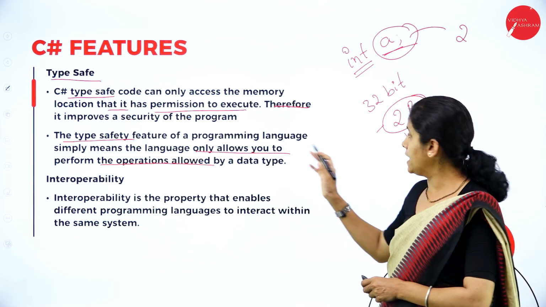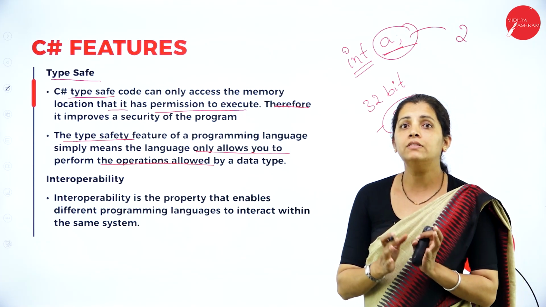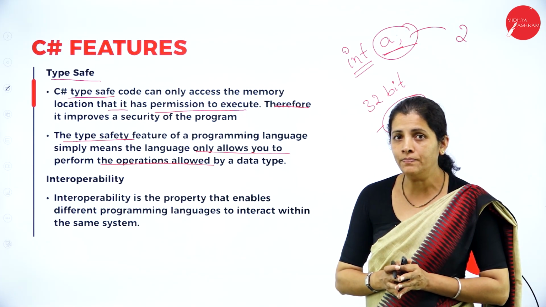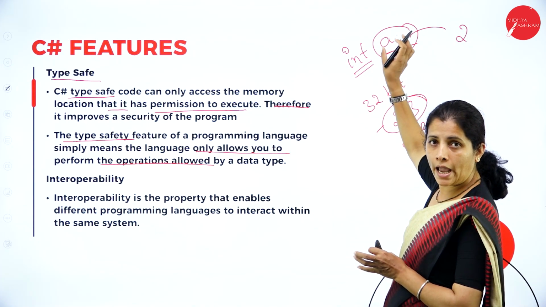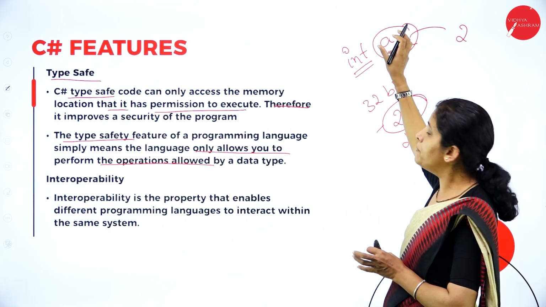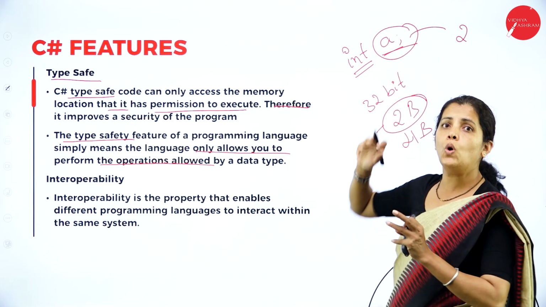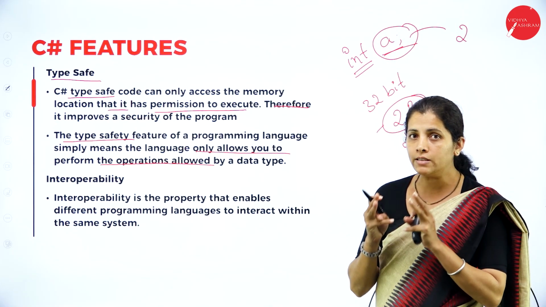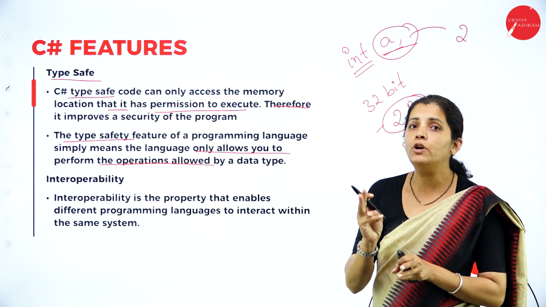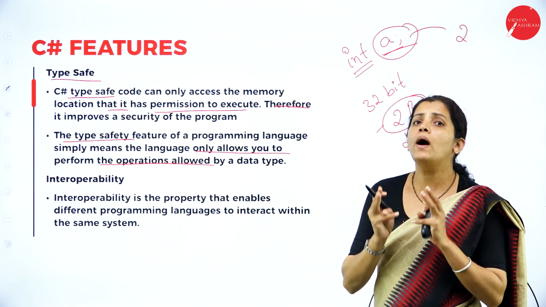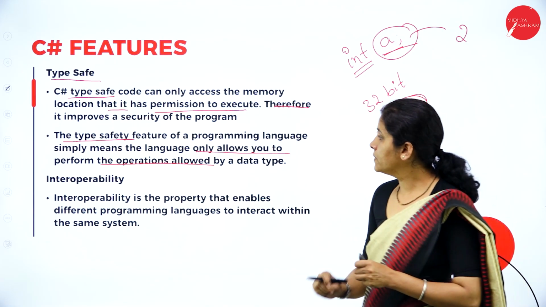I repeat once again, if I have a 32-bit operating system and I have a variable called a, how many bytes of memory am I getting? Only 2 bytes of memory for this a. Now I can use only that memory location. So it provides security. Okay.